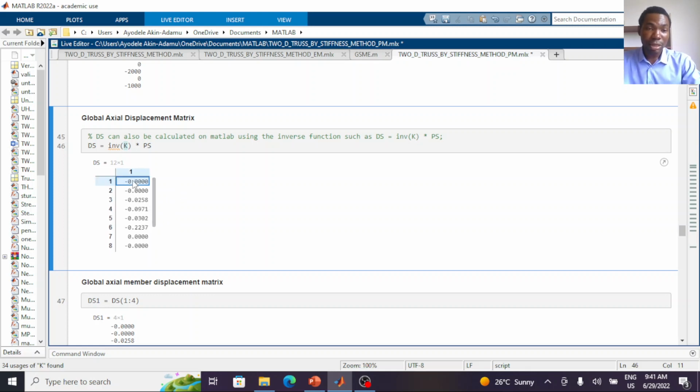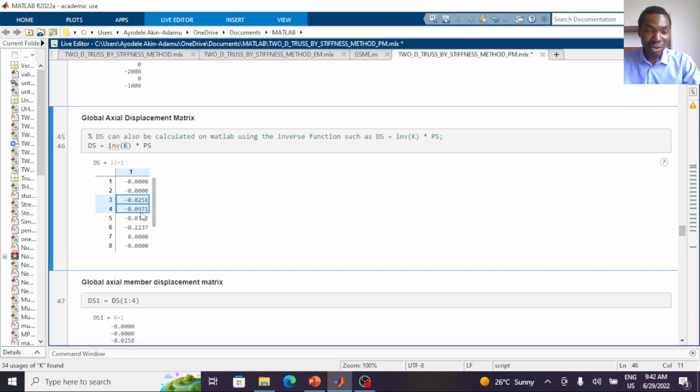If you notice at degree of freedom 1 and 2, the value there is supposed to give us 0, but it's giving us something like minus 0.0000 something, a very, very small value. It tells you that the finite element procedure is not an accurate method, it's an approximate method. So we are not getting exactly 0 there. We are getting a very, very small value. But we can use this small value to calculate the reaction at the support. That's the interesting thing about the penalty method.